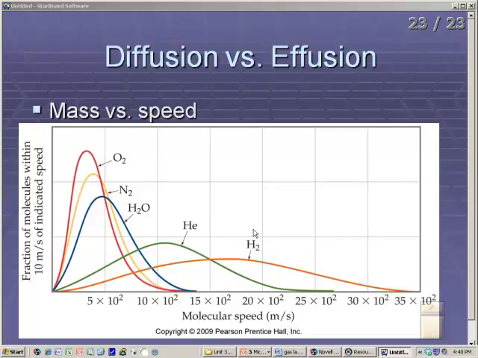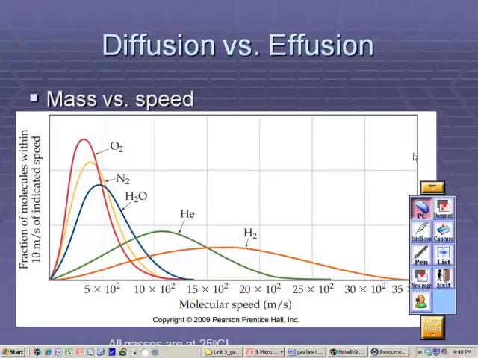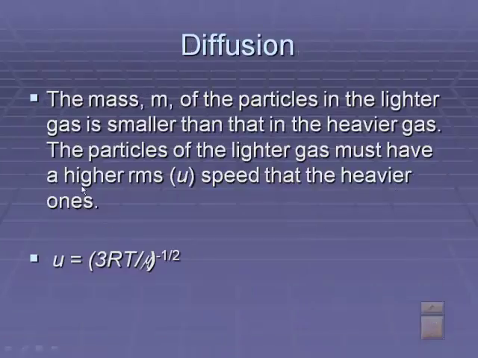So look at this. Hydrogen is the lightest gas. Look at his distribution right here. This is molecular speed, okay? And this is the fraction of the moles that contain that particular speed. So it's fascinating to me that as the gas gets lighter, the average speed of the particles gets broader and broader and broader. Very fascinating reminder. It's just a reminder of how root mean square actually works.